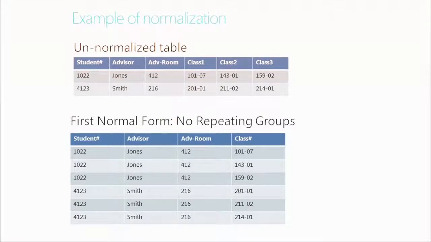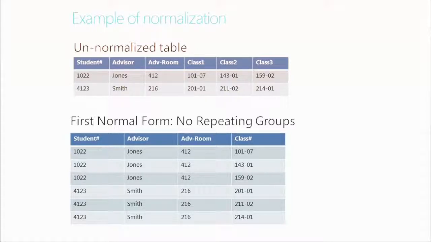All right, let's take out this table here. This table is kind of like a spreadsheet at this point, but we've got an unnormalized table. It has student number, to be more precise, advisor, the advisor's room number, where we can find that individual. And then for student 1022, they have class 101-07, class number 2 is 143-01, 159-02. This is an unnormalized table at this point.